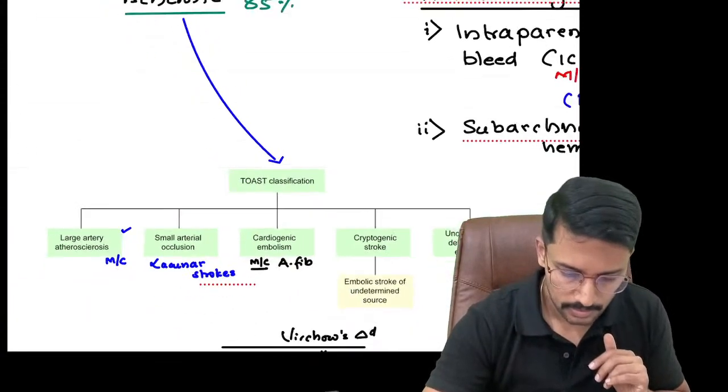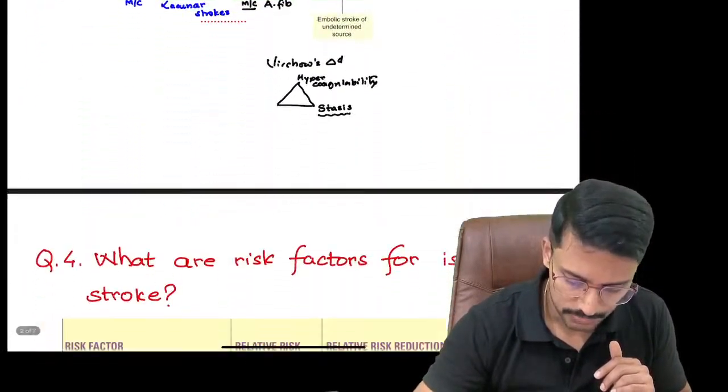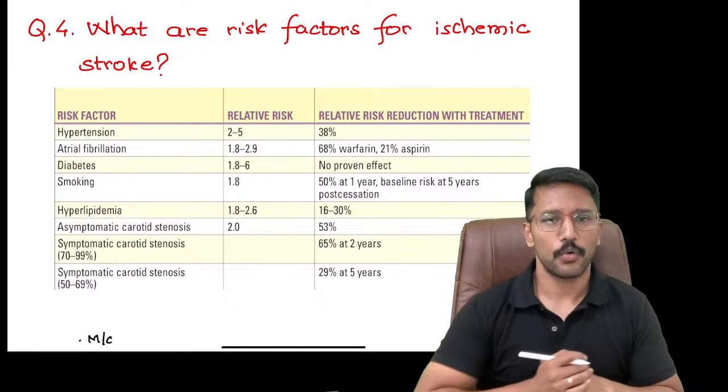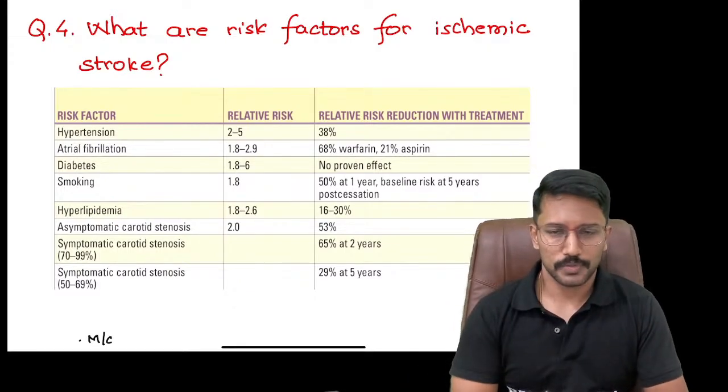Okay, clear? Now, having understood this broad classification, let me take you to the next important point, that is the risk factors for ischemic stroke.